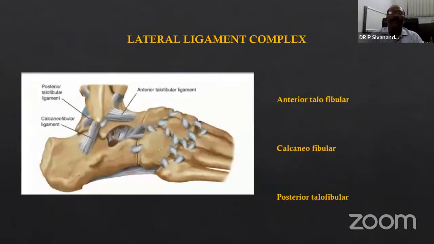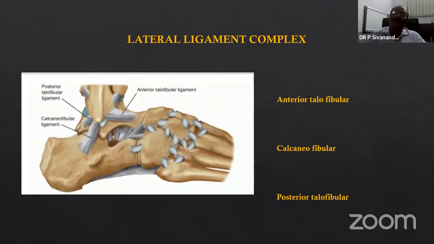Another important ligament structures connecting the fibula to the talus are the anterior talofibular ligament, the posterior talofibular ligament and the calcaneofibular ligament. Of these three ligaments, the calcaneofibular ligament is the most important, and the posterior talofibular ligament is also important. Anterior talofibular ligament injury is what we most commonly call the sprain.